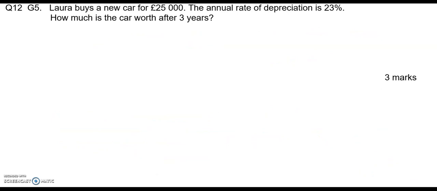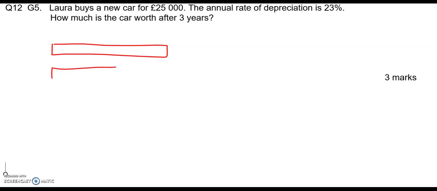Laura buys a new car for £25,000. The annual rate of depreciation is 23%. How much is the car worth after 3 years? So we'll try and represent the investment that was made by buying a car. So that is the £25,000, and then the car falls in value, so being reduced by 23%, and then it will be reduced by 23% of this new amount.